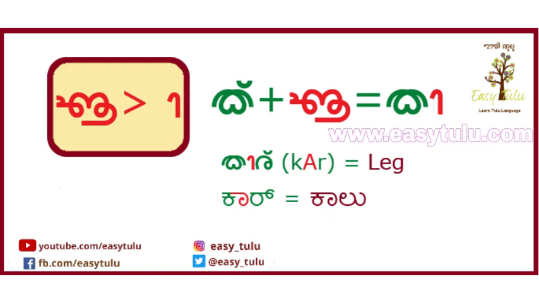Okay, next vowel is aa. This is the long a. K plus aa, kaa. Example: kaalu. Kaalu means a leg. Kaalu in Kannada. Let us see how to write this. First, we have to write ka letter. Ka. And we have to add long a vowel symbol. Kaa.